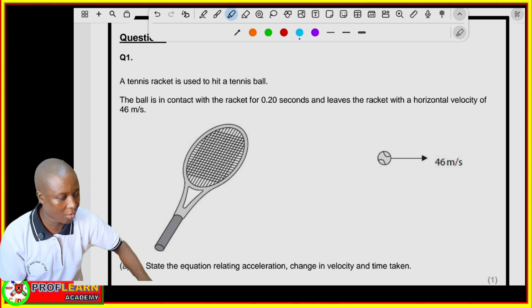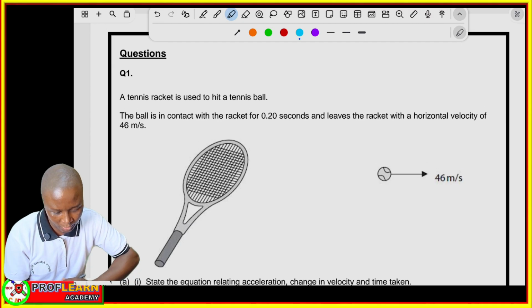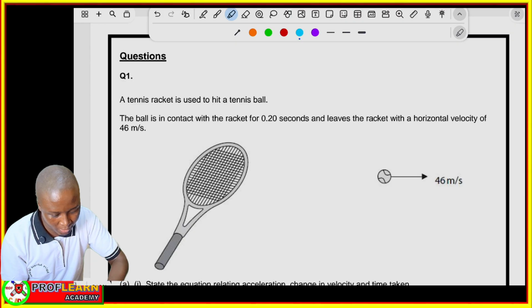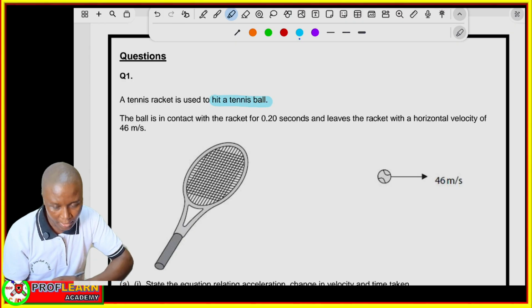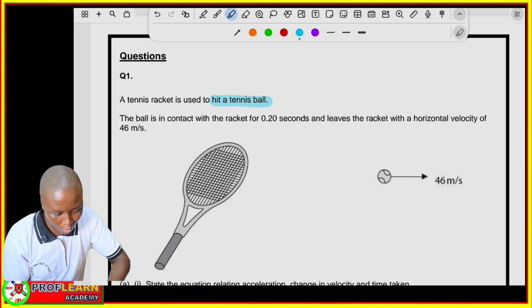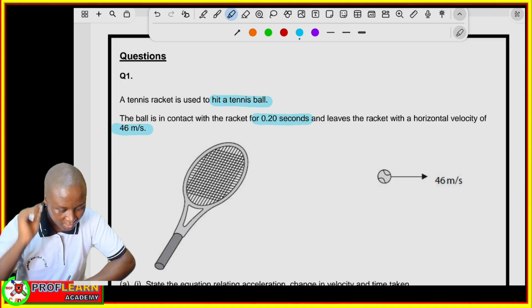And if we are going to use that, we shall say now this is 46 minus 0 divided by the time. We are told here the contact lasted 0.2 seconds, so here we're going to put 0.2 seconds. If you work it out, you're going to get your answer, 230 meters per second squared. So you ought to remember, whenever you have a calculation question and they don't indicate the units, you have to include the units as meters per second squared, and it's 230 at that given point.